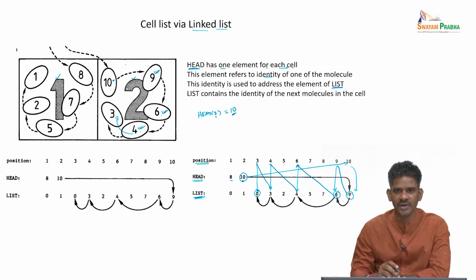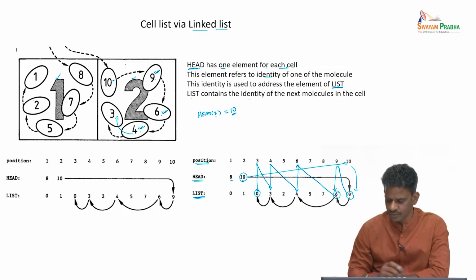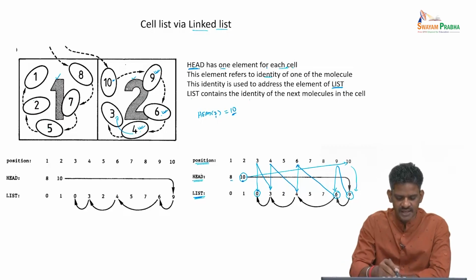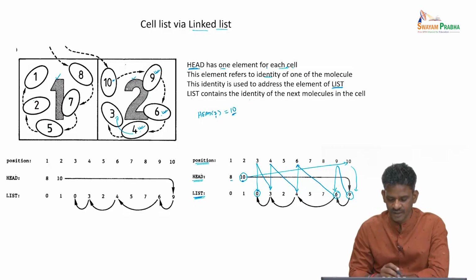Now, if you want to calculate the interaction with all the molecules present in cell 2, you basically follow this linked list, so that you can get all the molecules 10, 9, 6, 4, 3, using these 2 arrays called head and list.